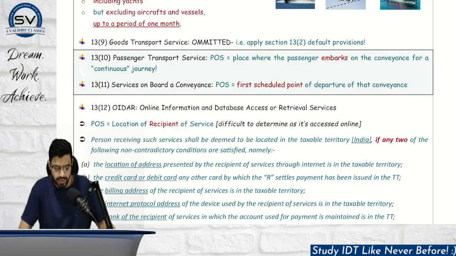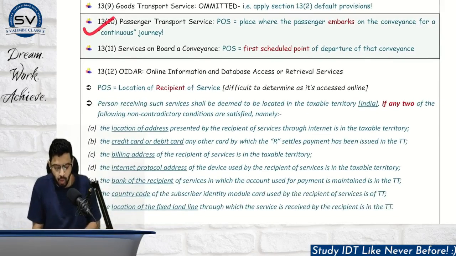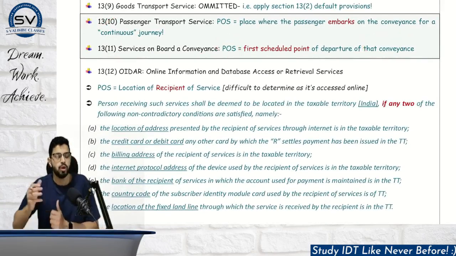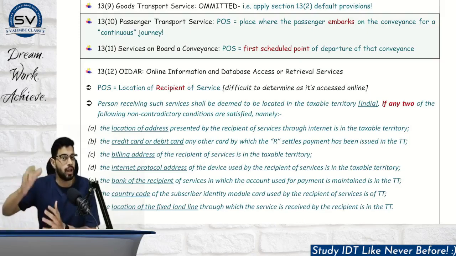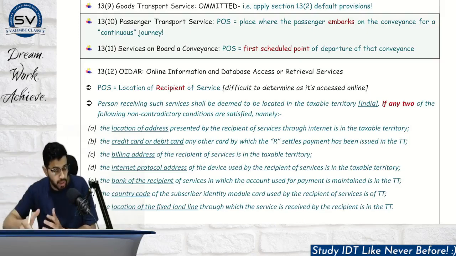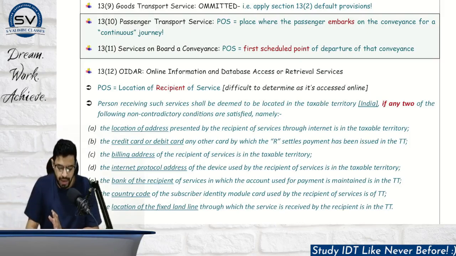A similar provision existed in our section number 12 when we talked about B2C. But here, since there is no concept of B2B, directly we have to learn this provision. Services on board a conveyance, this is like section number 12, that place of supply shall be the first scheduled point of departure of that conveyance. So if, for example, a flight is running from, let's say, Delhi to Singapore, then all the services provided on board the conveyance for which a separate consideration has been charged, for that the place of supply shall be Delhi, because that was my first scheduled point of departure.